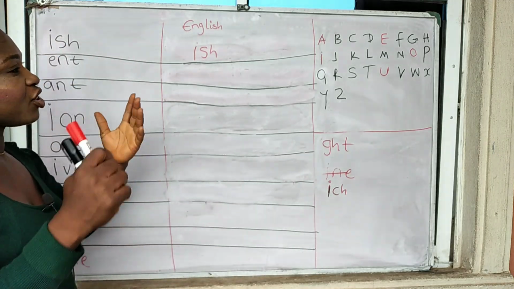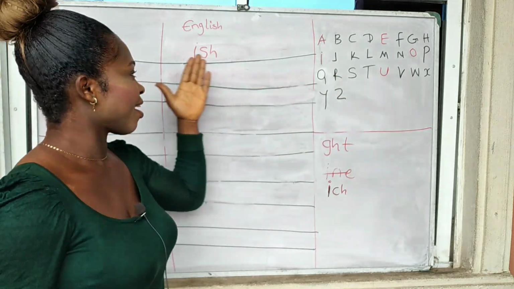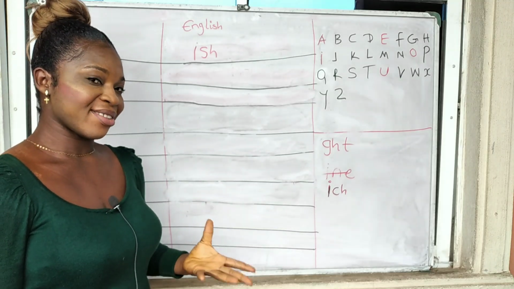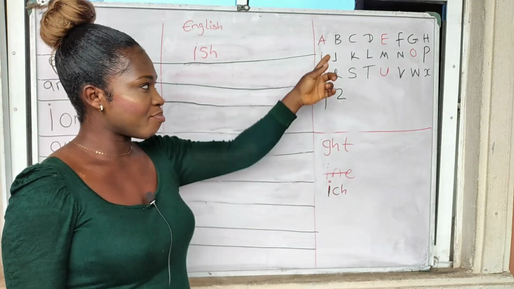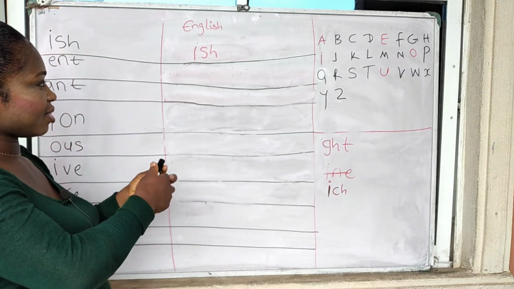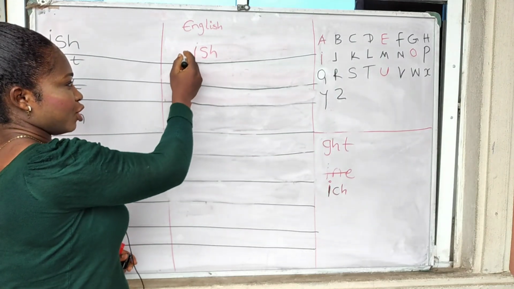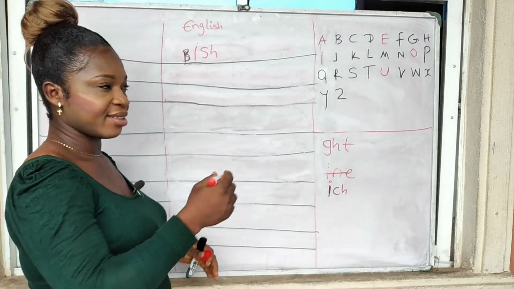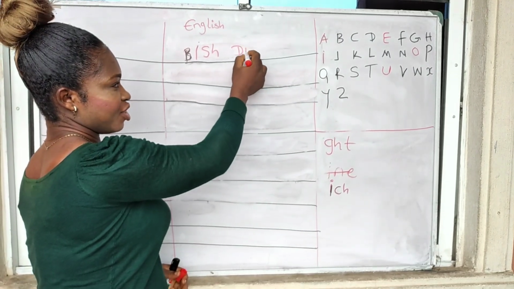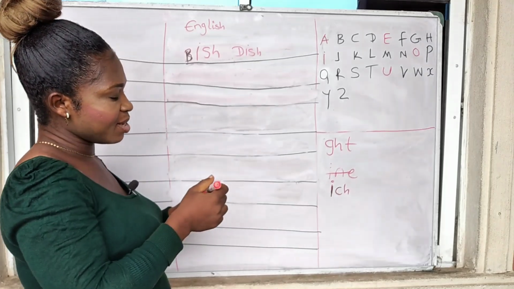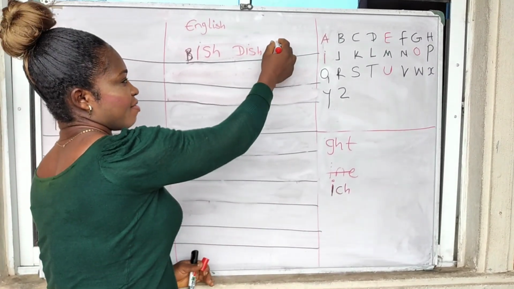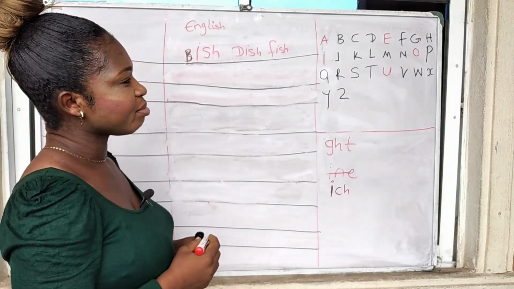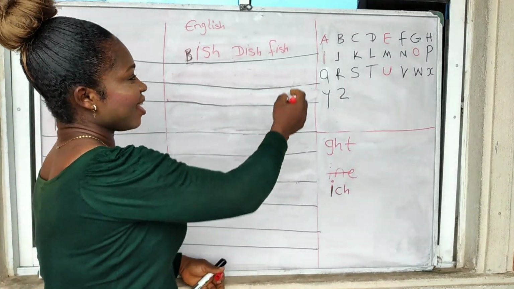Okay, so if I choose any of the letters here and add here, it's going to give me a particular pronunciation, a particular sound. For instance, I choose to take B. If I add B to this, it becomes bish. If I choose letter D, it becomes dish. Assuming I choose letter F, it gives me fish. And if I'm choosing letter N, it gives me niche.